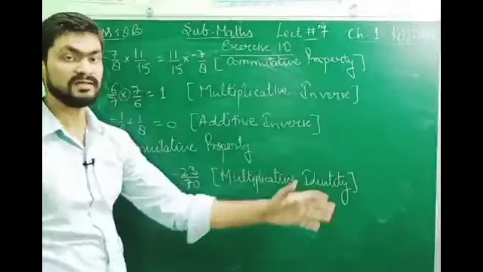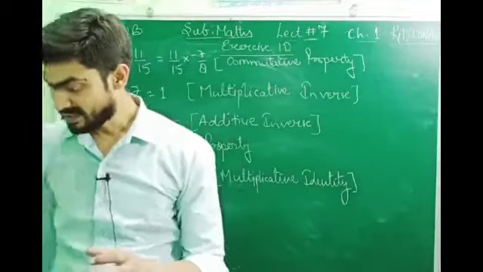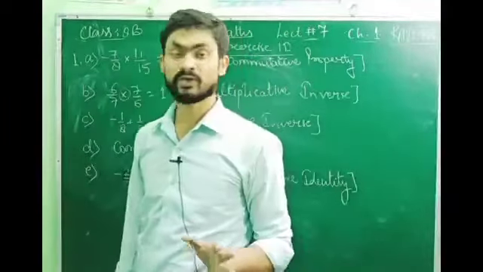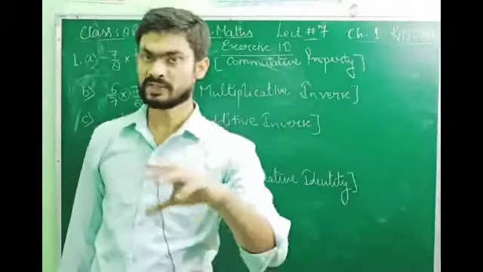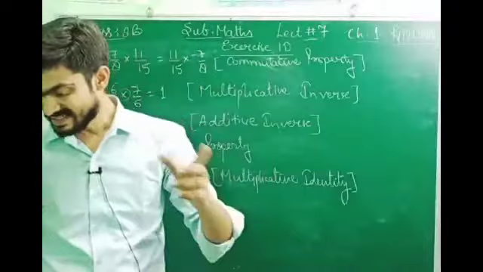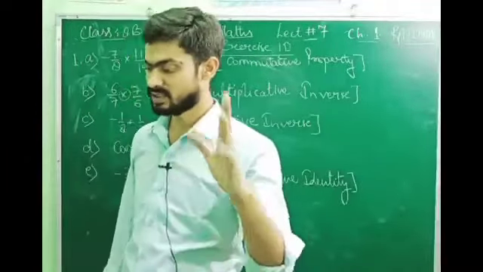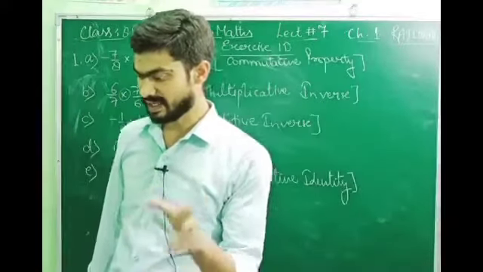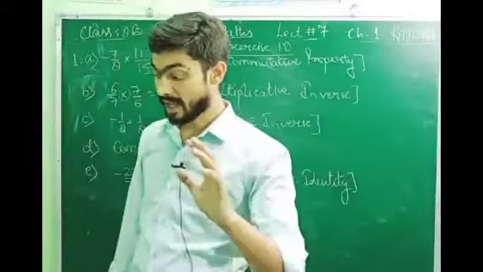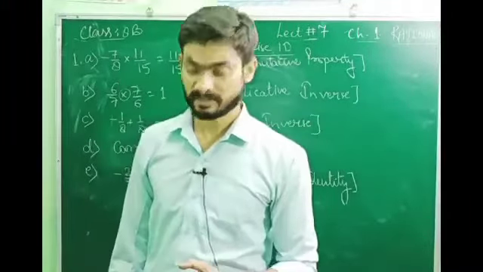So this is the answer of E. F is the distributive property of multiplication over subtraction, right? G is associativity and H is associativity, correct? G is associativity, H is associativity, and F is the distribution of multiplication over subtraction.